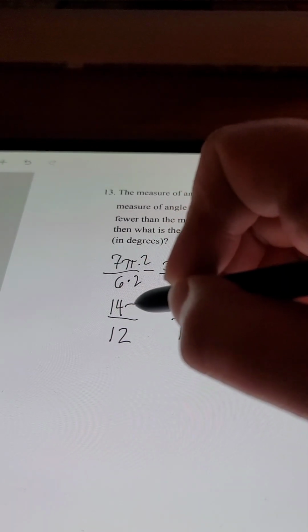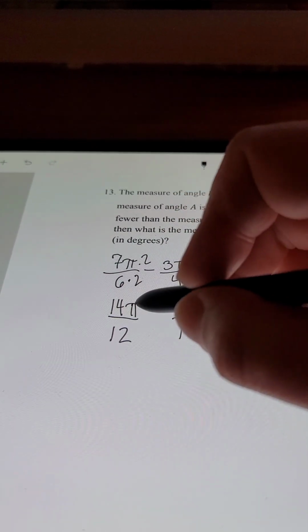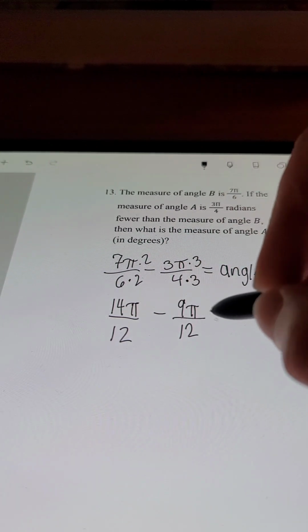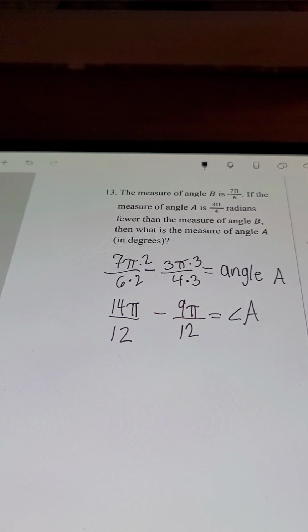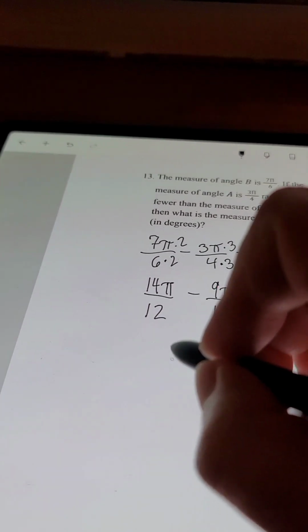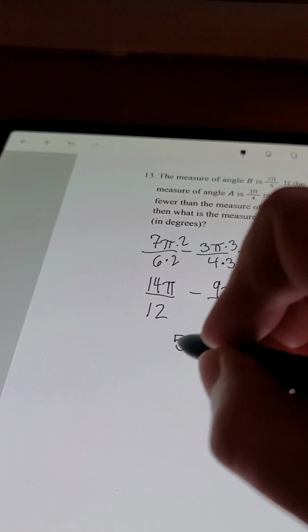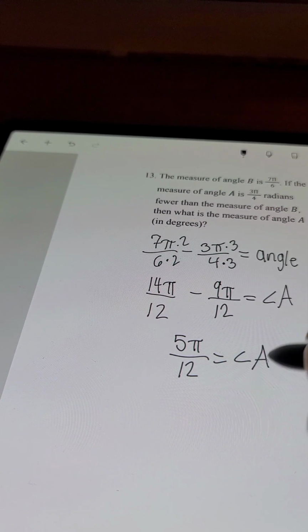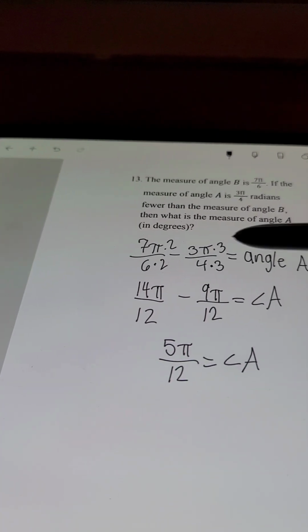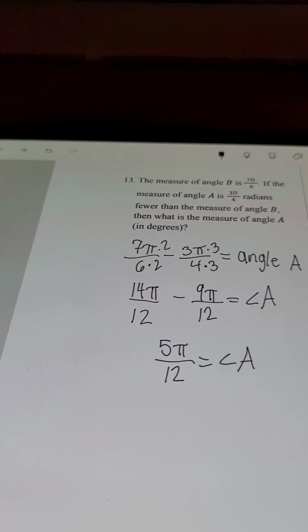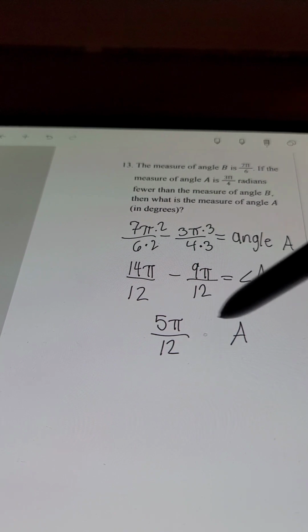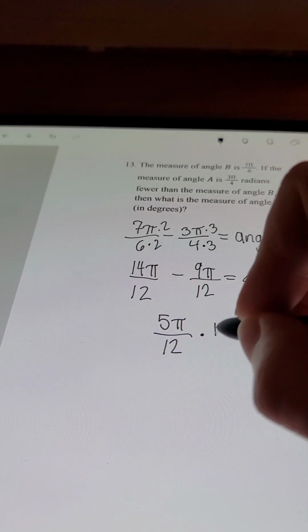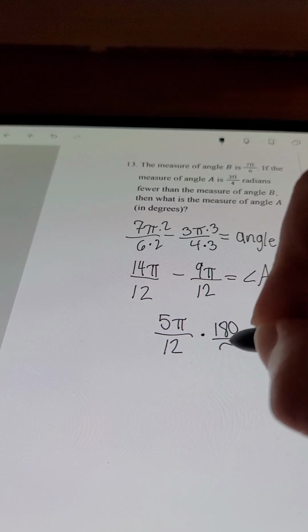So this is going to be 14 pi over 12, and then this is going to be 9 pi over 12 equals, I'm going to just say angle A like this to save time. And then I'm going to subtract the numerators, so that gives me 5 pi over 12 is equal to angle A. So now I have to pay attention because it says I want the measure in degrees. So I need to convert this from radians to degrees. So that means I need to multiply by 180 over pi.